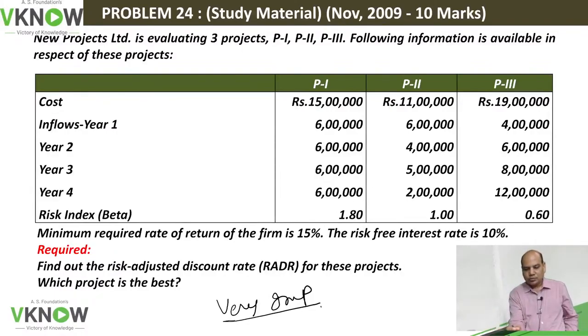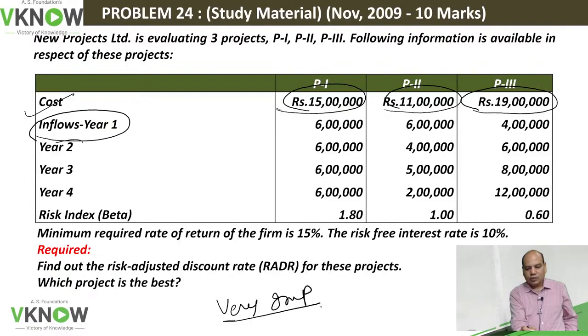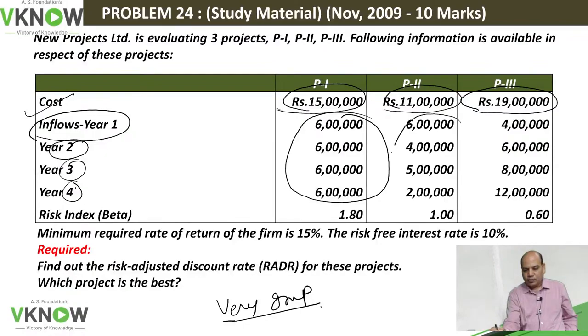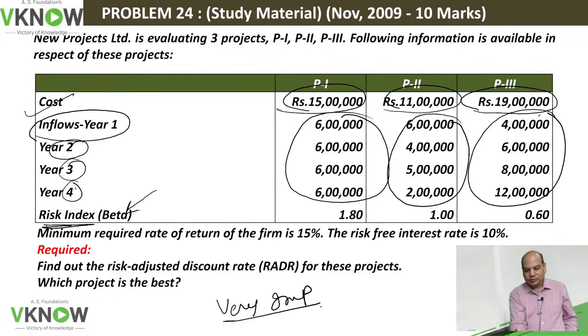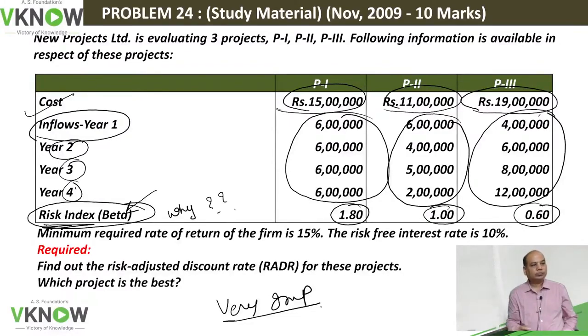So there are 3 projects. Cost is given, inflow in year 1, 2, 3, 4 is given. For project 1, inflow is same, 6 lakh rupees. For project 2, project 3, inflows are changing. And risk index is given, beta. Beta is different. Why beta is given? Beta is given so that you can compute risk adjusted discount rate.